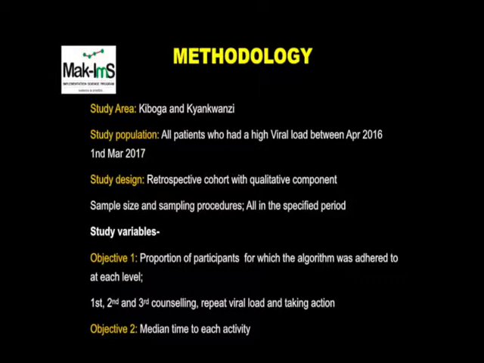The sample size is not calculated, but all records for that period will be included in the study. April 2016, whoever had a high viral load in 2016 from April to March 2017 will be included. So the variables for the first objective, because I'm looking at the proportion for which the algorithm was adhered, I look at the first counseling, what's the proportion that adhered for first counseling in terms of time, then second, third, then the overall. Then for the second objective, I'll look at the median time for each activity.